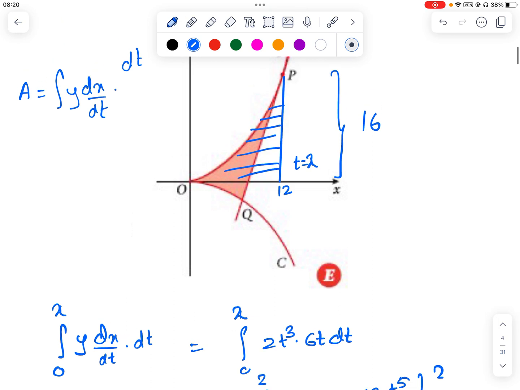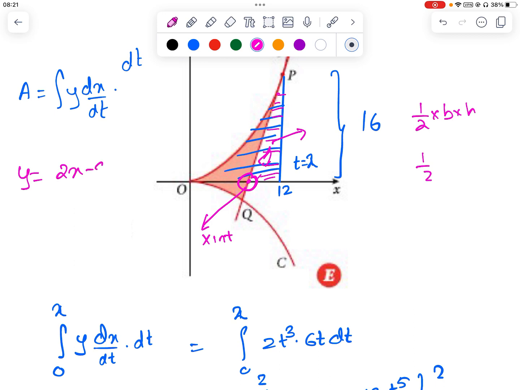Now what am I going to do? I don't want that entire region, so I have to subtract this part, the one which is the area of a triangle. Area of a triangle is half base times height. What is this point? This point is going to be the x-intercept for the tangent. So the tangent equation was y equals 2x minus 8. X-intercept means y equals 0. 2x minus 8 equals 0, so x equals 4. That point is 4. So the base will be 12 minus 4, which is 8, and the height is 16. Half times 8 times 16 is 64.